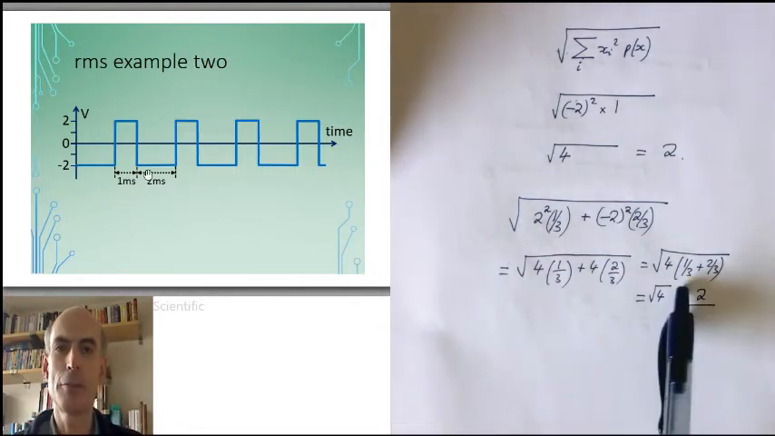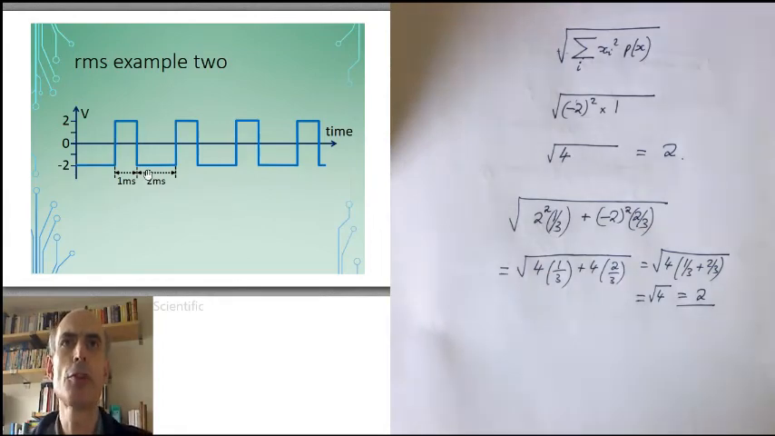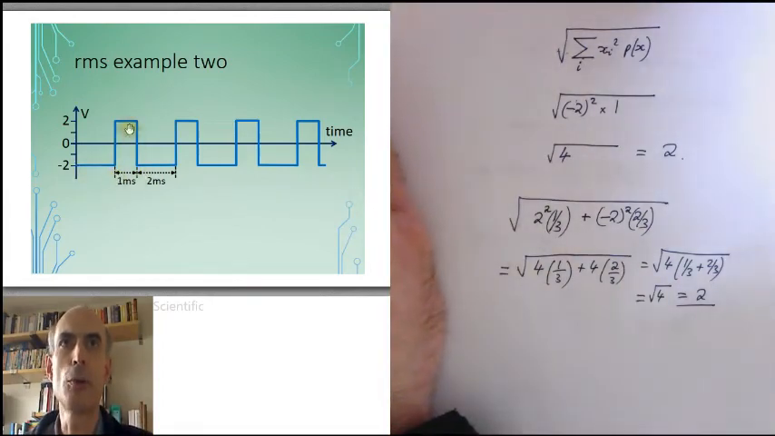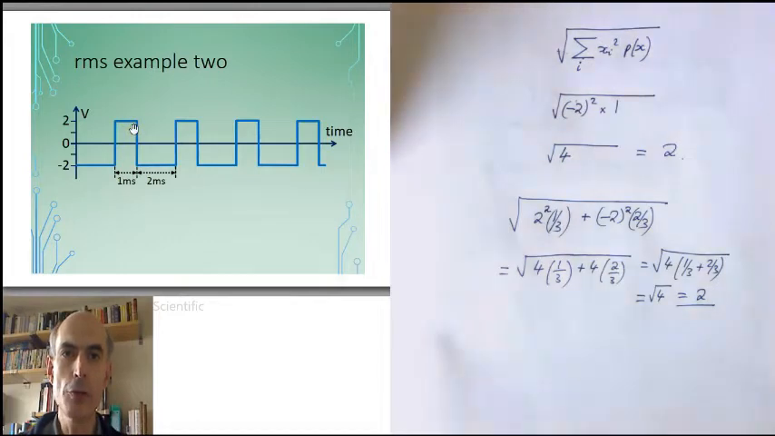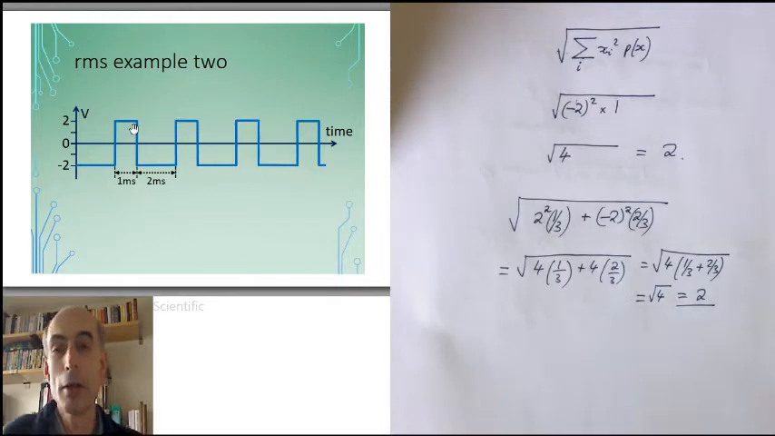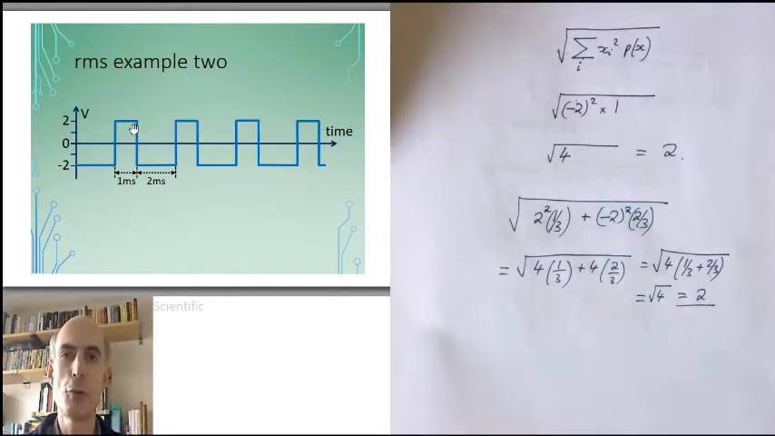The shortcut to getting there is just to notice that the square of the value of this waveform is always 4. And if the square of the value is always 4, then the mean value of the square must be 4. So the RMS value is the square root of 4, it's just 2. Okay, on to the third example.